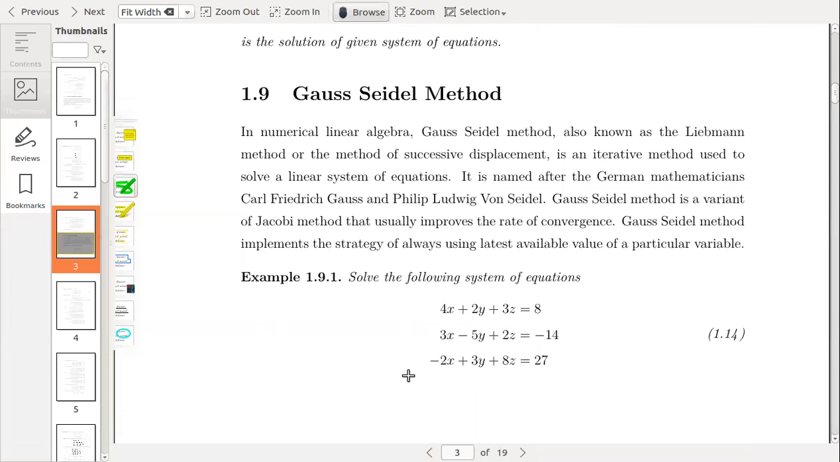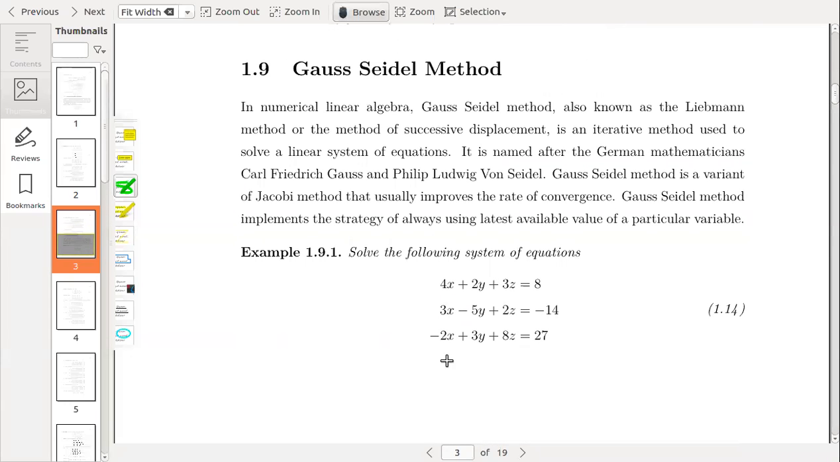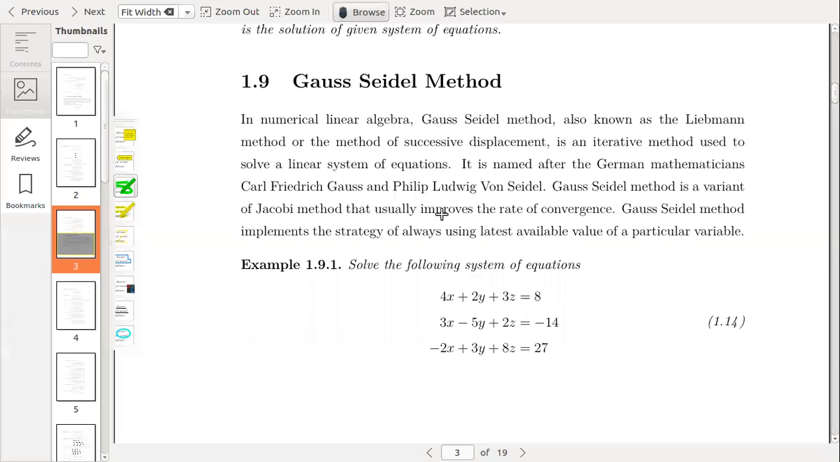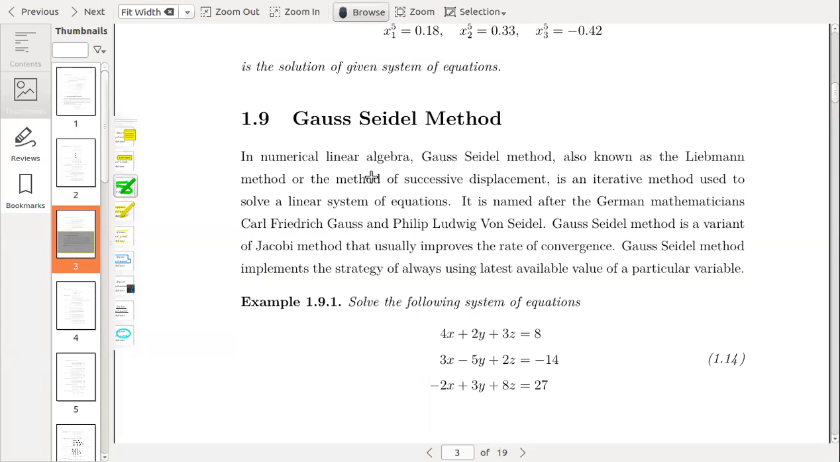So next is the Gauss-Seidel iteration method. It is similar to the Jacobi method, but with a little bit of change. In numerical linear algebra, the Gauss-Seidel method, also known as the Liebmann method or the method of successive displacement, is an iterative method used to solve a linear system of equations. It is named after the German mathematicians Carl Friedrich Gauss and Philipp Ludwig von Seidel.